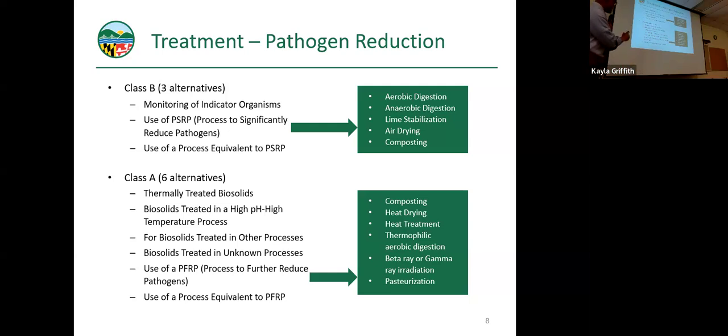Then a process equivalent to processes to further reduce pathogens. And these are the various processes: composting, heat drying, heat treatment, thermophilic anaerobic digestion or aerobic digestion, beta ray or gamma ray irradiation, and pasteurization. A lot of work is put into it to make sure biosolids are utilized in a safe way in order to prevent diseases being carried out and harming people.